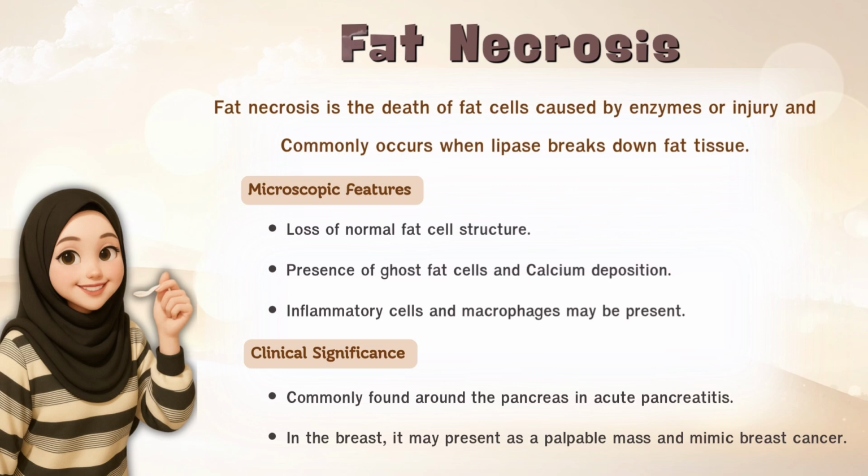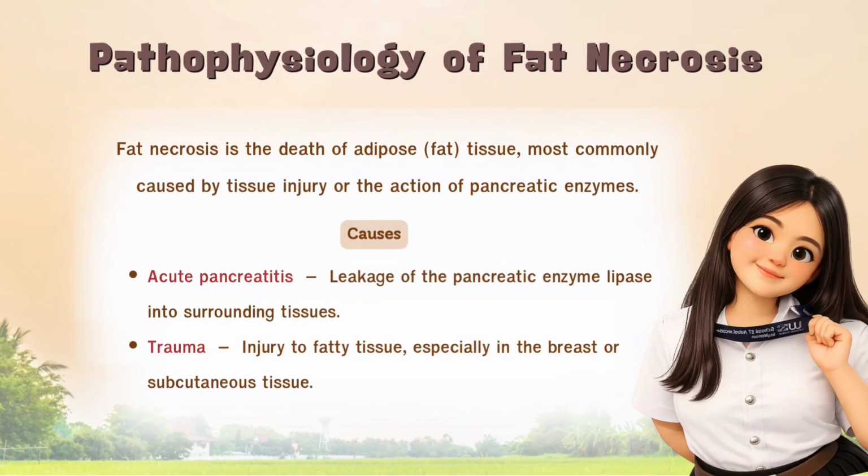Clinical significance. Number 1. Commonly found around the pancreas in acute pancreatitis. Number 2. In the breast, it may present as a palpable mass and mimic breast cancer. Fat necrosis is the death of adipose fat tissue, most commonly caused by injury, the action of pancreatic enzymes in acute pancreatitis, leakage of pancreatic enzymes into surrounding tissue, or trauma and injury to fatty tissue, especially in the breast.